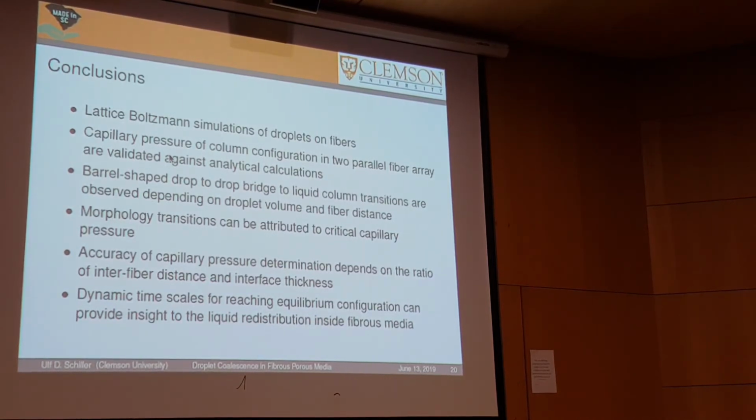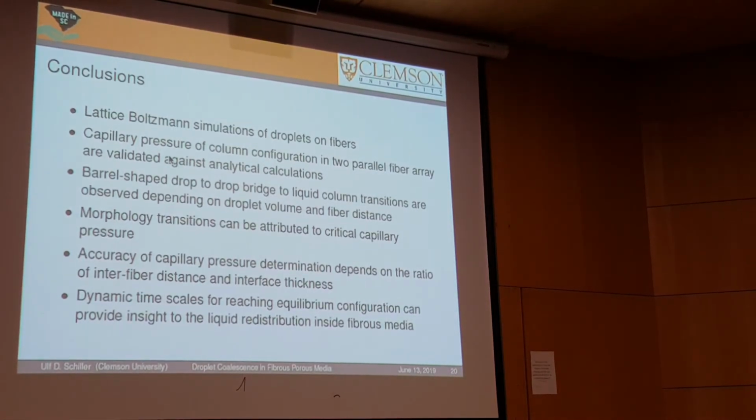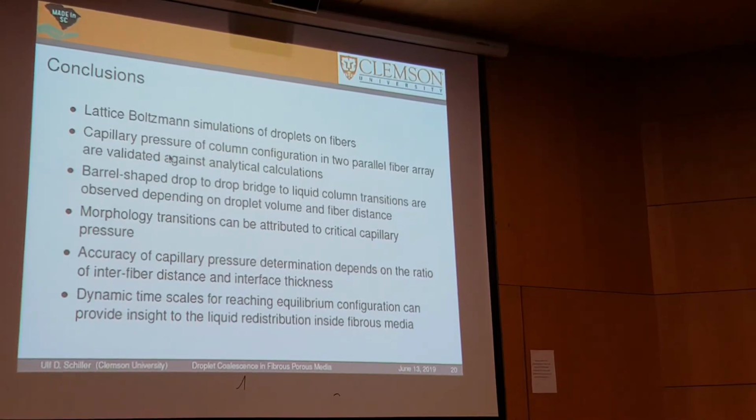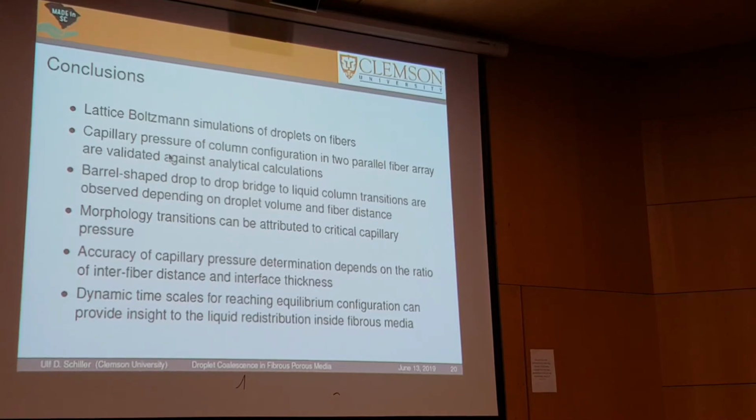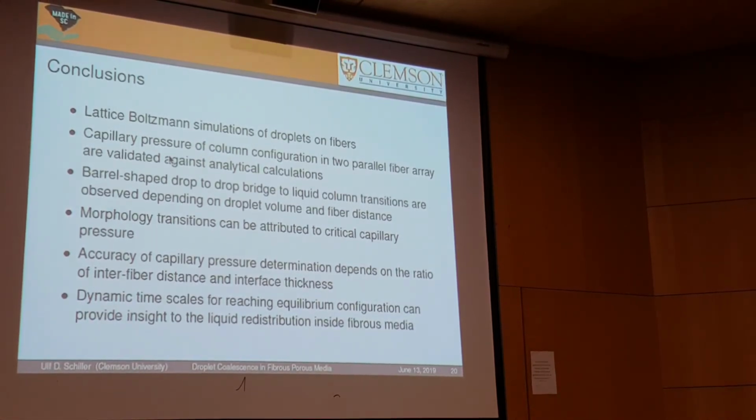In this case, we have started measuring capillary pressure for these droplet configurations on 2 parallel fibers, and validated it against analytical models and experimental measurements, which is a good starting point to look at morphology transitions. And now we want to go to the whole material, right? So now we want to do random arrangements of fibers and then look at how these things could be used as filters. So that's the little story here.